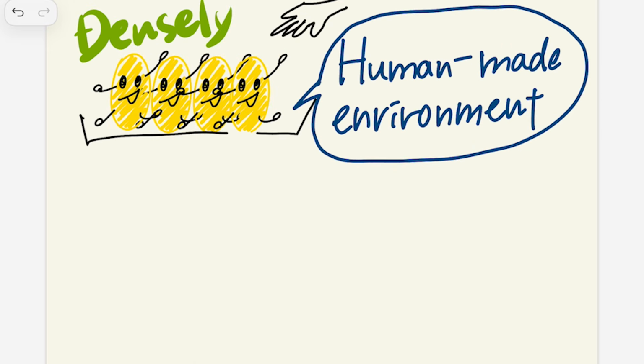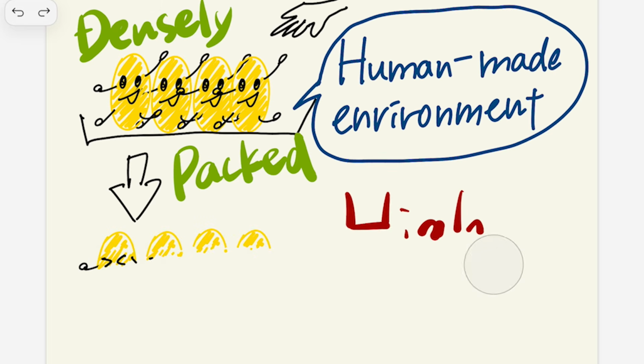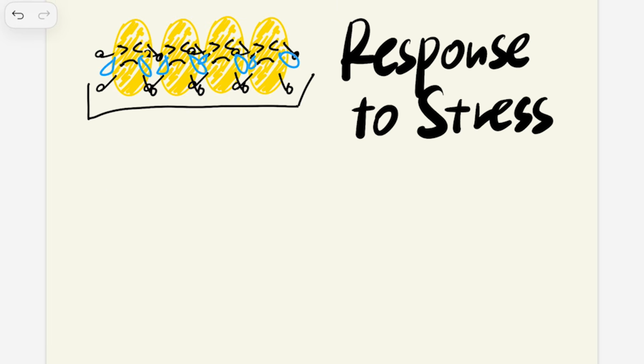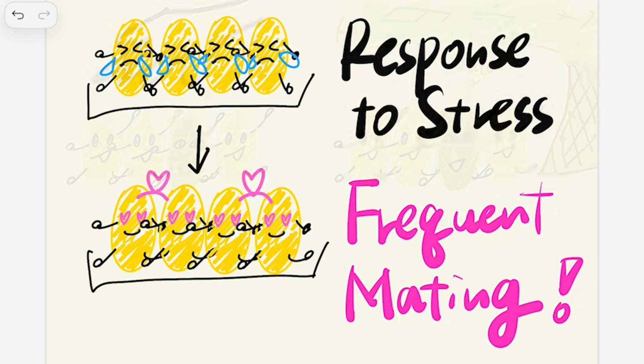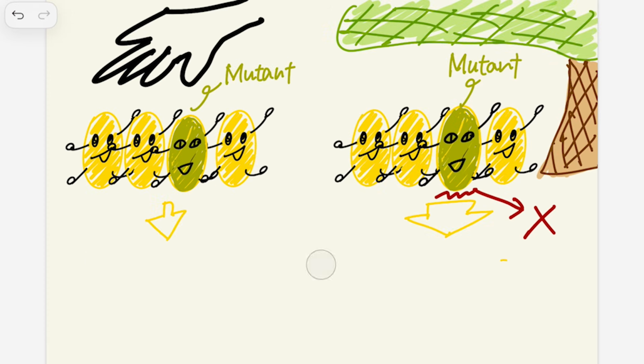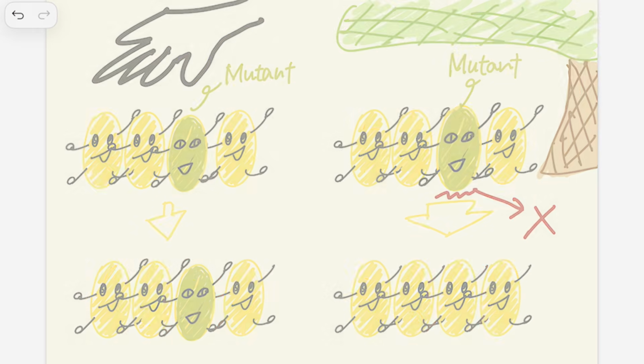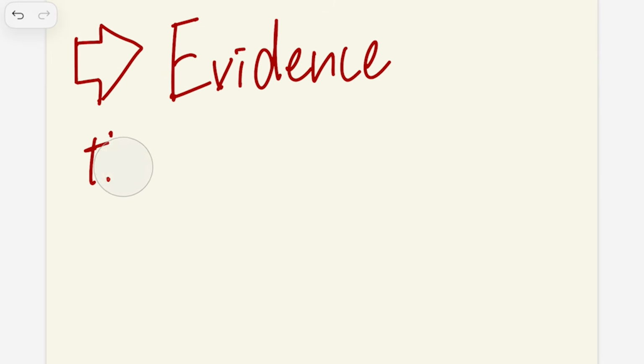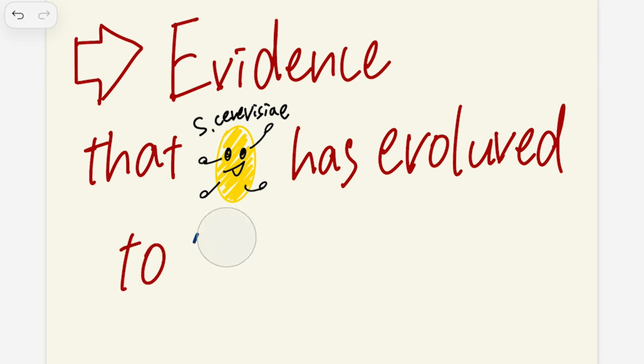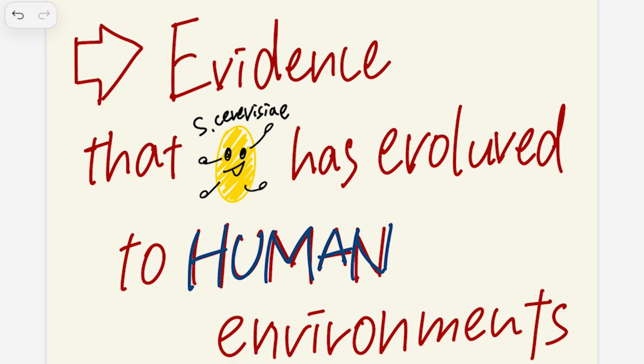In environments created by humans, yeast populations are densely packed and subject to intense competition for nutrients, leading to frequent mating as a response to stress. Furthermore, selection pressures are less stringent than in nature, making mutations more likely to accumulate. These characteristics serve as evidence that yeast has evolved to adapt to the human environment.